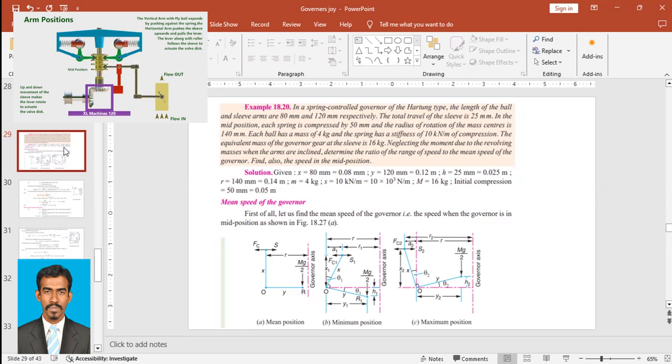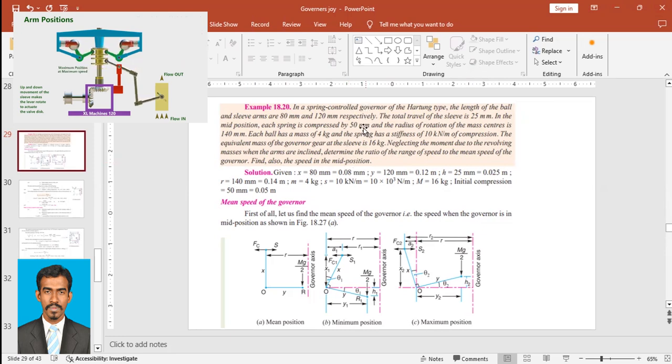Neglecting the moment due to the revolving masses when the arms are inclined, determine the ratio of the range of speed to the mean speed of the governor. Find also the speed in the mid position. So this is the question. For the range of speed, we need to find the maximum speed and the minimum speed relative to the mean speed of the governor. Find also the speed in mid position. So these are the things we need to find.